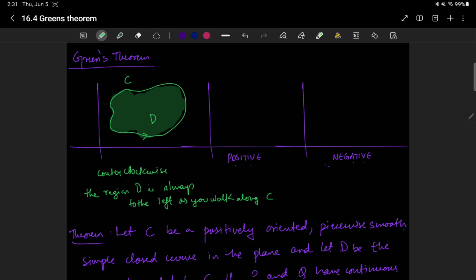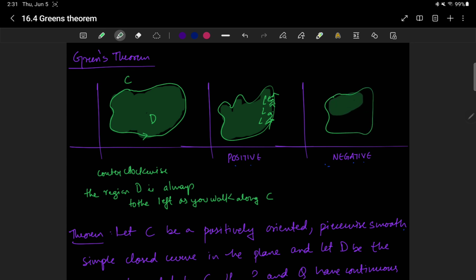So as you walk along this curve, an example of a positive orientation would be, you basically have to decide, all right, which way do I need to walk so that the region is always to my left, and that would be this way. So if you imagine walking over here, then this is always to your left. Whereas an example of a negative orientation would be if you are walking in this direction, and this is to the right. The left is on the outside. So this would be called a negative orientation.